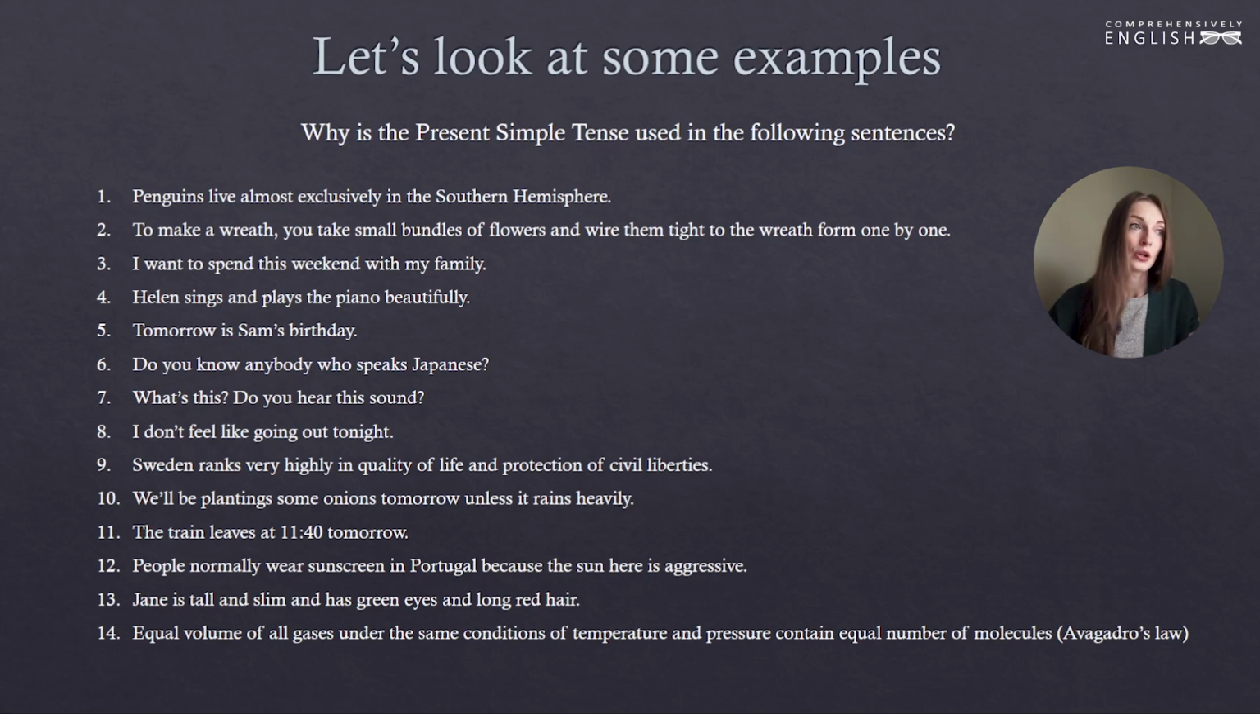Number 6. Do you know anybody who speaks Japanese? We have 2 predicates here. Do you know? Knowing is a state. We express states with the help of the present simple tense. Who speaks Japanese? That's another kind of state another person is in. The state of possessing some knowledge and the state of being able to speak Chinese. That's not temporary, that's permanent. That's how things are.